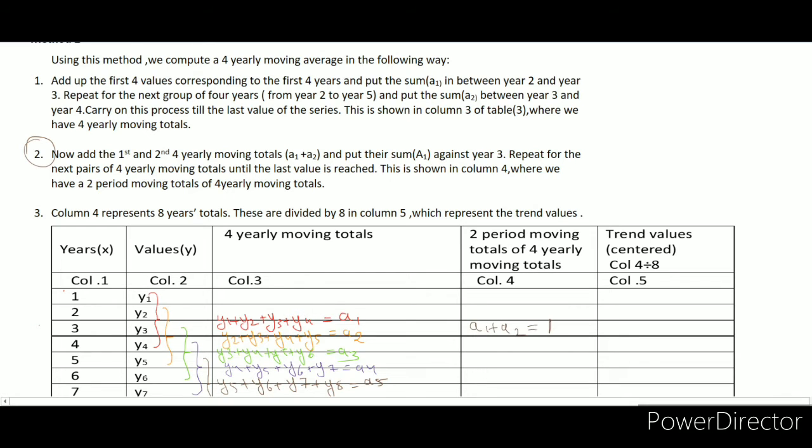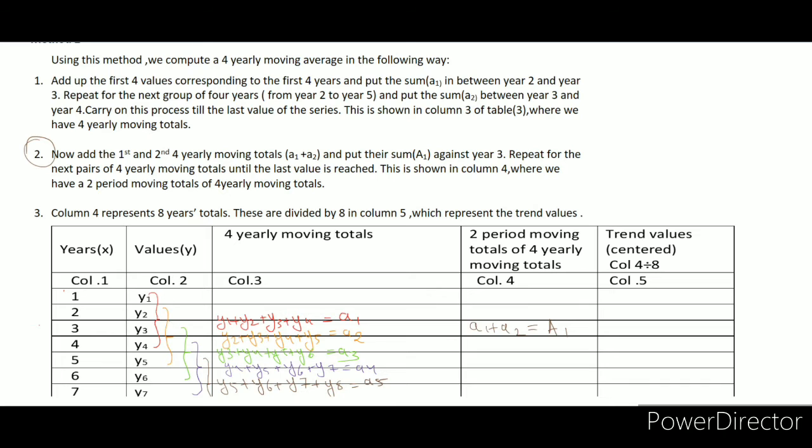Okay, let us say we denote the total by A1 and we place it against year 3. So year 3 is the middle value between these two, or the middle year between these two 4 yearly moving totals. Okay, so we repeat for the next pair. So we take another pair now.